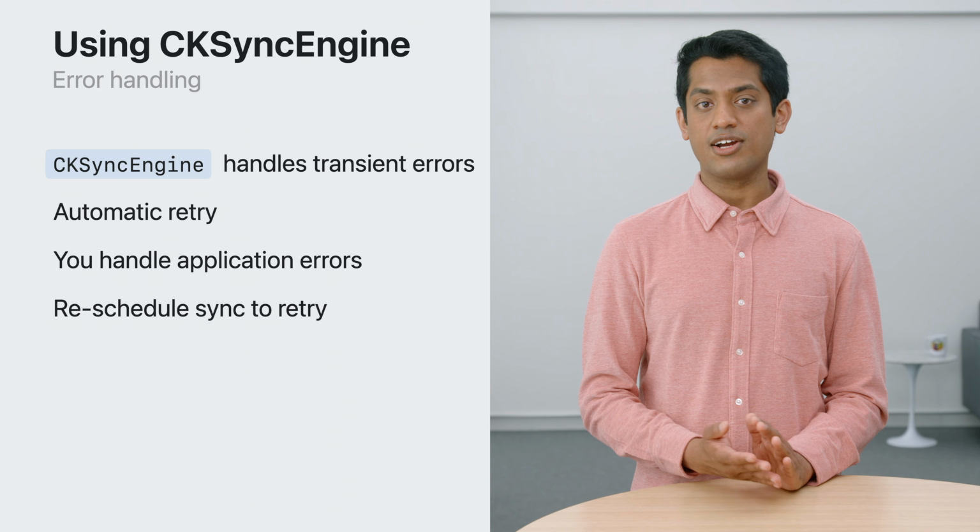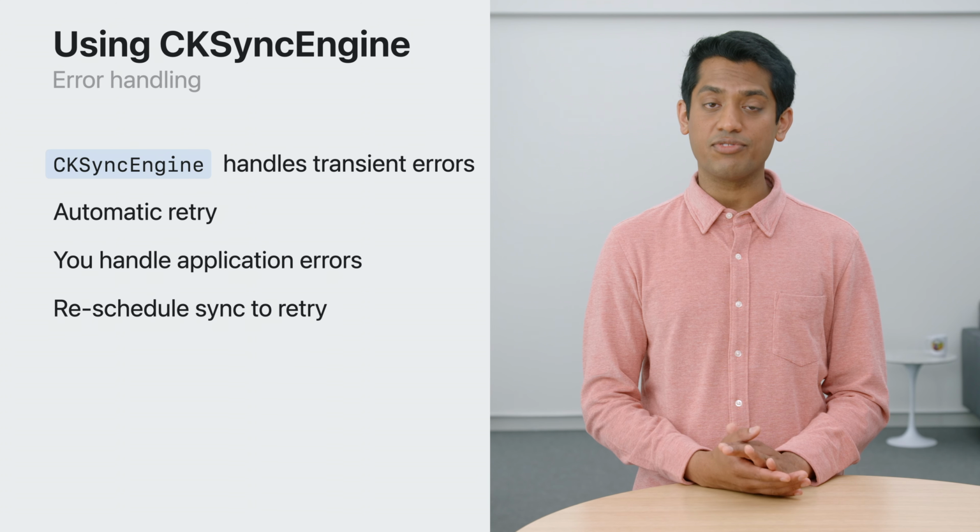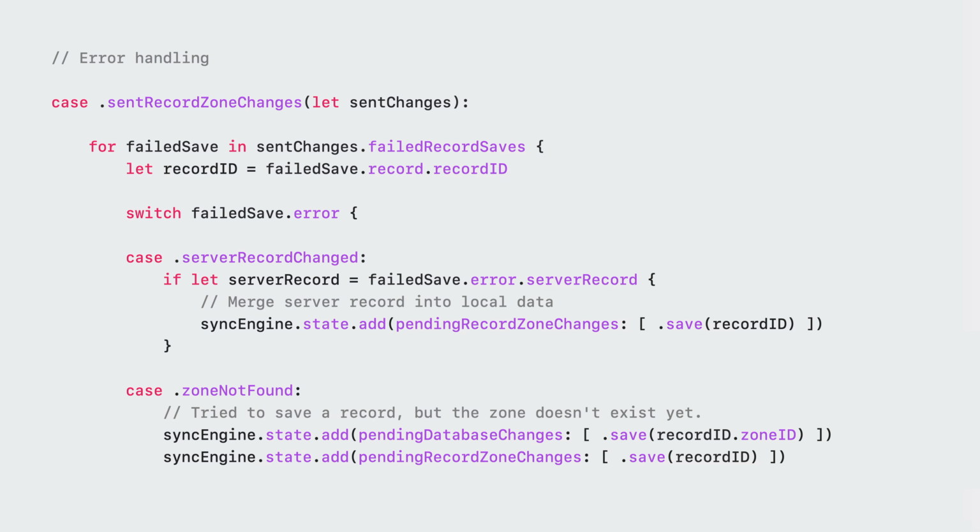Once you've resolved those errors, you should reschedule the work if necessary. This is an example of error handling when sending record zone changes. When the Send Record Zone Changes event is posted, you should check the failed record saves to see if any records failed to save.